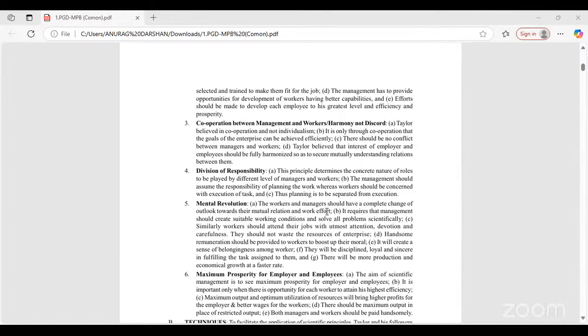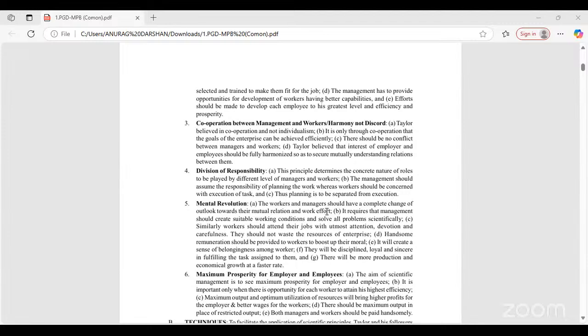And the division of responsibility. So here, managers and workers both come under different levels, right? We have three levels of management: top level, middle level, and lower level. The middle level is the managers and the lower level is the employees or the workers. Okay. So here, though the disparity is there, the responsibility should be shared.